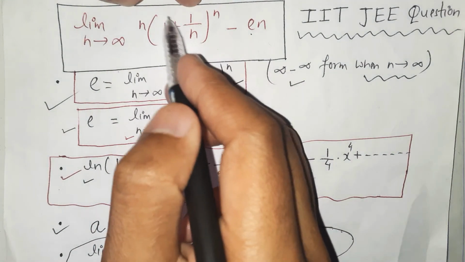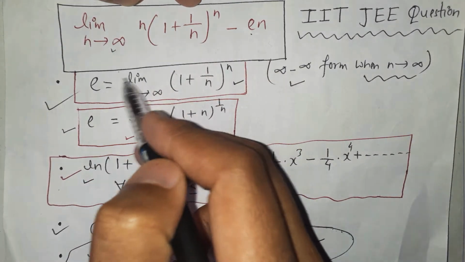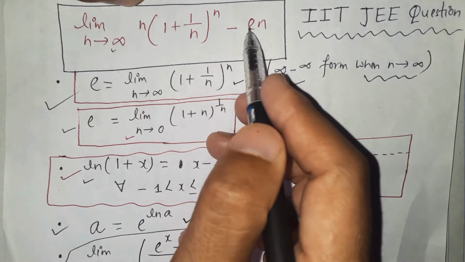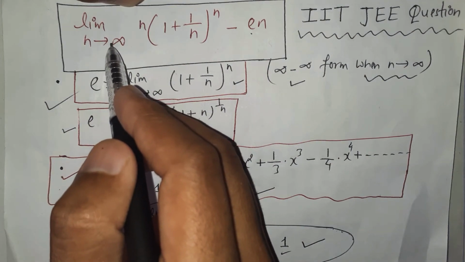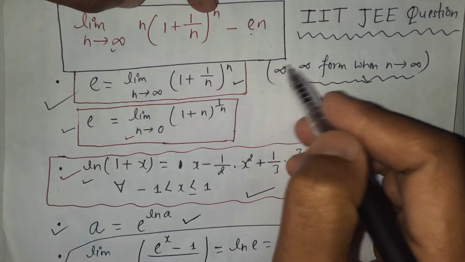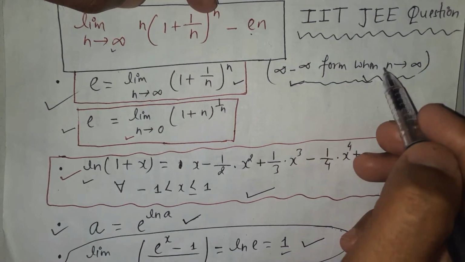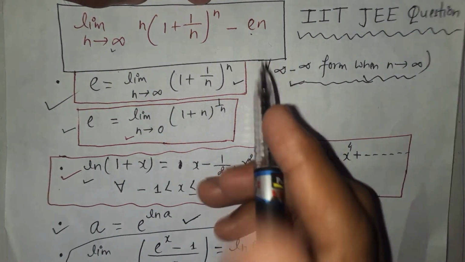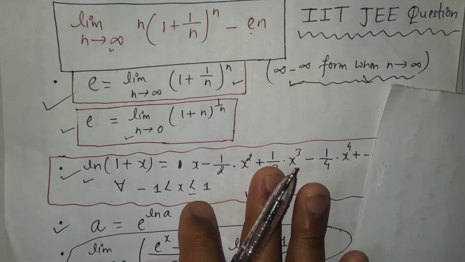The expression (1 plus 1 over n) raised to the power of n, when n approaches infinity, is just the Euler number. So our expression will be n times e minus n times e. Here our variable n is approaching infinity, so it is an infinity minus infinity case. When we substitute n as infinity, the form is infinity minus infinity. Let's solve this particular question by using these formulas.